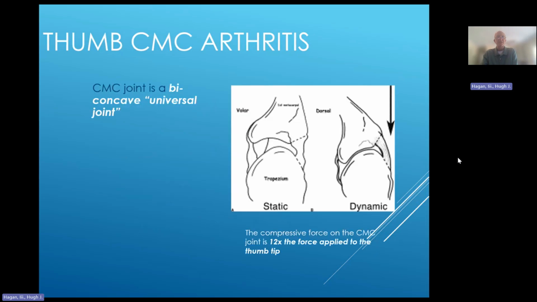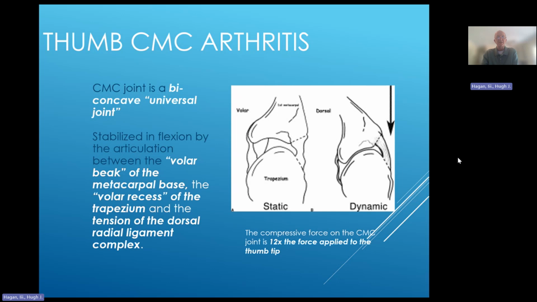So the CMC joint is a biconcave universal joint. What does this mean? It means it's stabilized in flexion by the articulation between the volar beak of the metacarpal base, as shown in the cartoon to the right, and the volar recess of the trapezium, which is also shown in the drawing. There is also tension on the dorsal ligamentous complex when the CMC joint is in flexion.